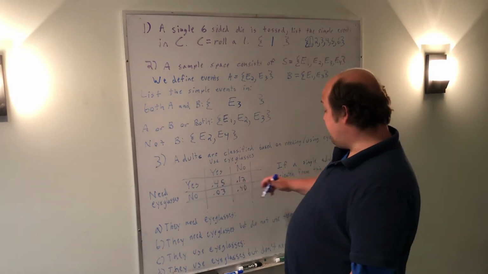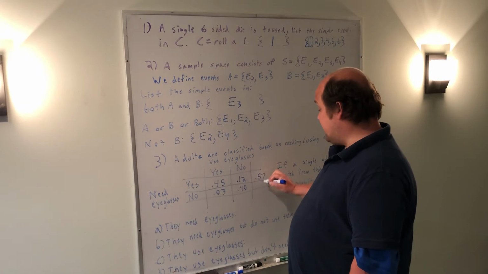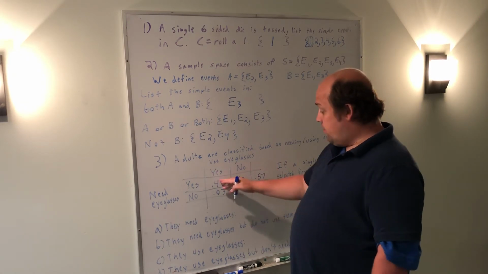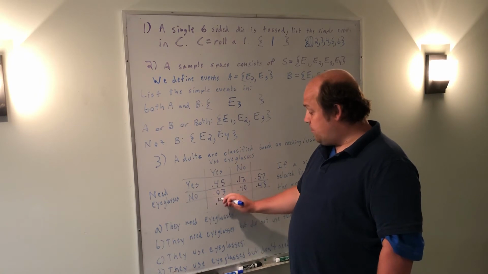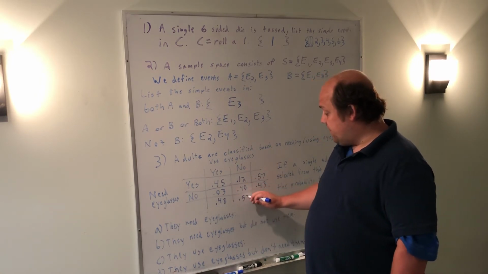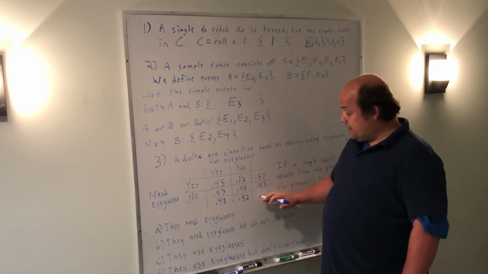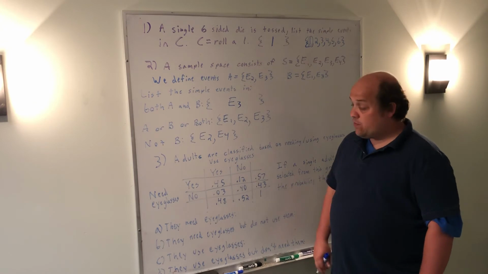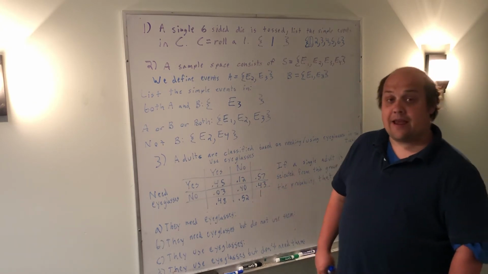So 0.45 plus 0.12 gives me 0.57. 0.03 plus 0.40 gives me 0.43. 0.45 plus 0.03 gives me 0.48. 0.12 plus 0.40 gives me 0.52. No matter whether I add these across or these down, either way I should get to 1, meaning yes, we have 100% of the possibilities in the table.